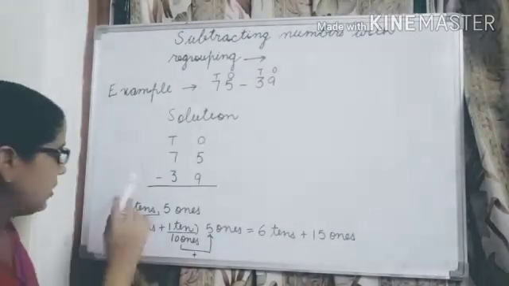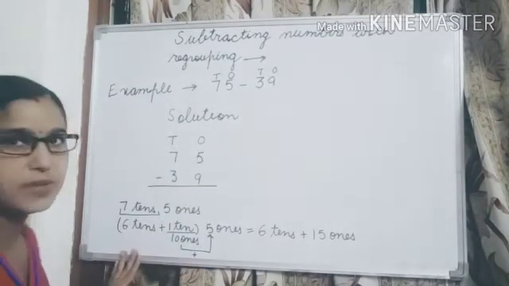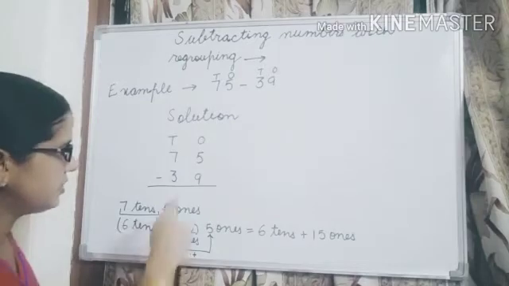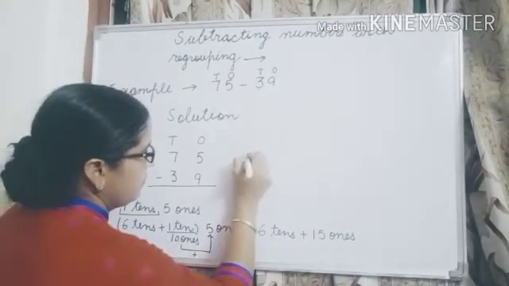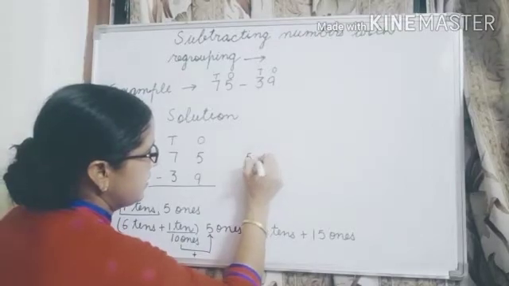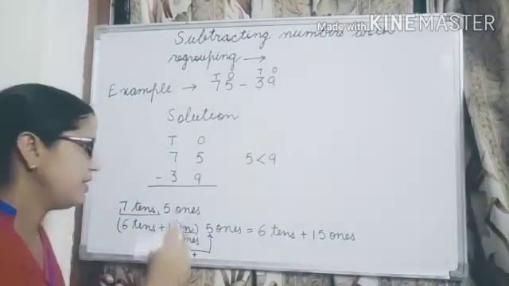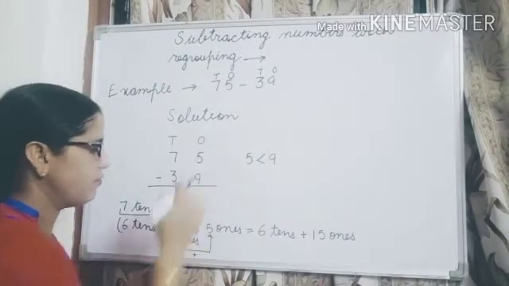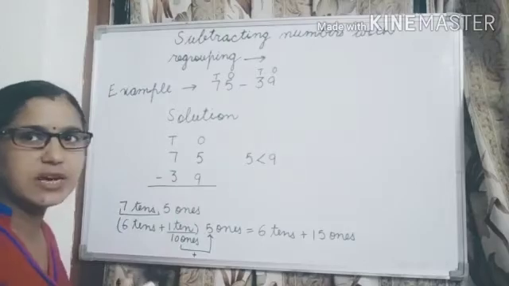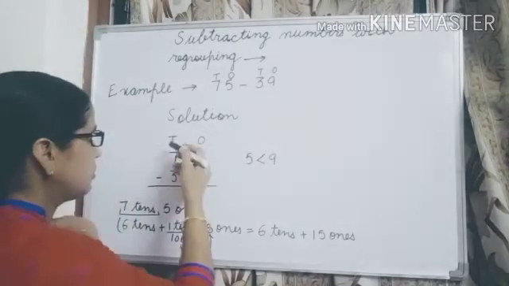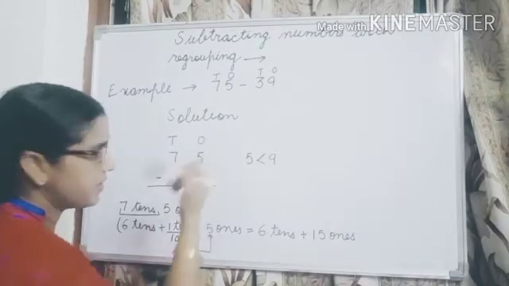You will see. What is here? 7 tens. This is 5 ones. As we know that this 5 is smaller and 9 is bigger, we can't take away 9 from 5. Then what do we have to do? We have to take borrow from this 7. As we know that this is the group of tens, it cannot give the borrow in tens form.